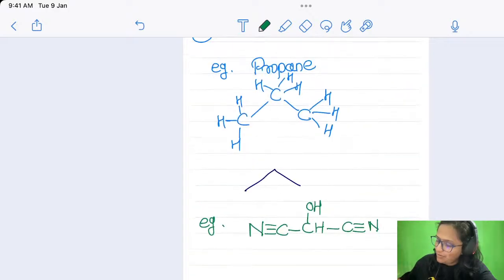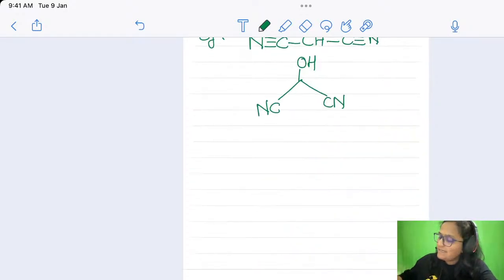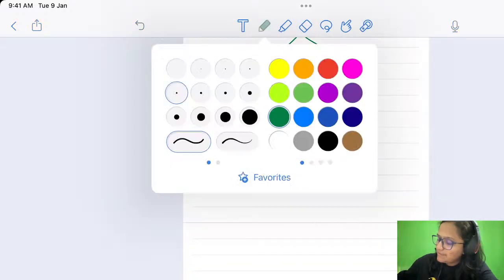As I told you, every corner is a carbon. Three carbon atoms are there, so this is like this. Then attached to OH and CN. CN is the cyanide or nitrile group. Next example we can discuss.